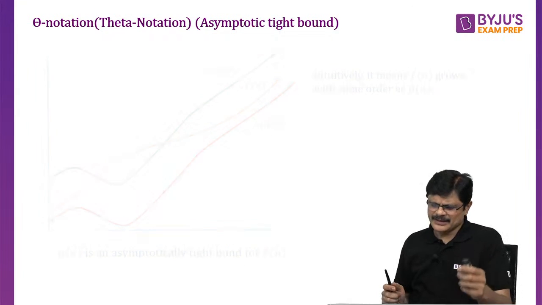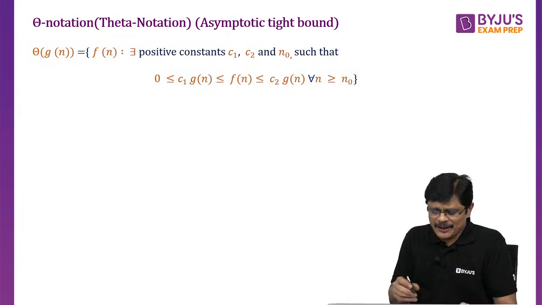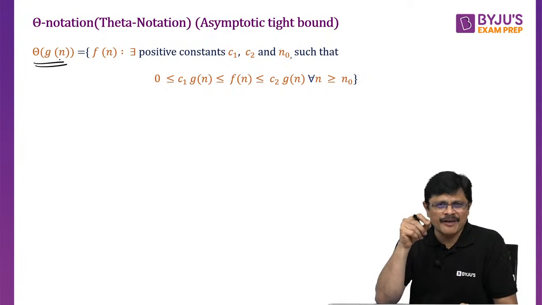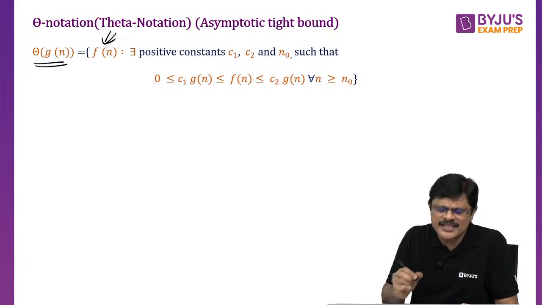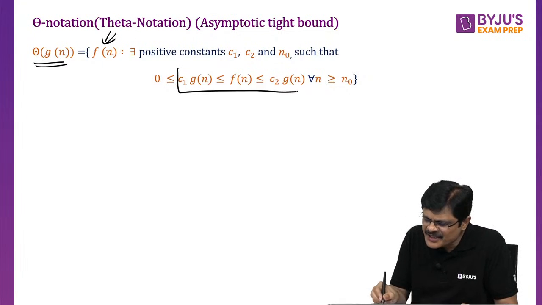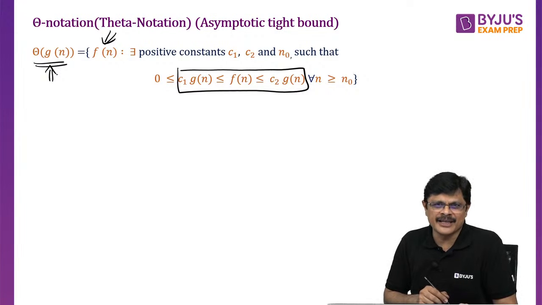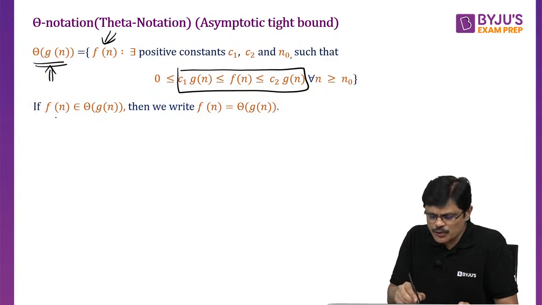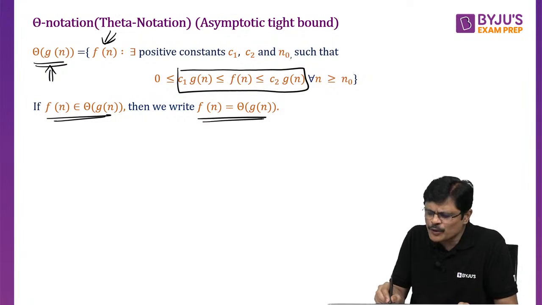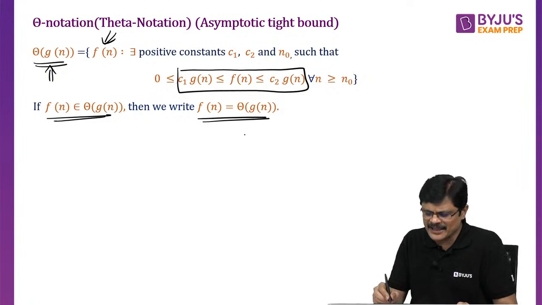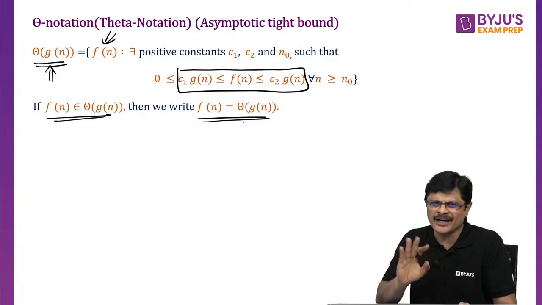Clear? Right. And when you say theta of g(n), it is not just one function, sir. It is a class of all such functions which satisfy this condition. Any function satisfying this condition is under this class of theta of g(n). See, strictly speaking, we should write f(n) belongs to theta of g(n), but we write f(n) is equal to theta of g(n). So sometimes people feel that theta of g(n) means a single function. It is not like that.